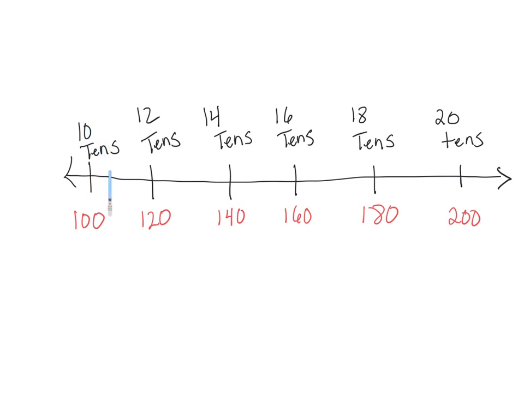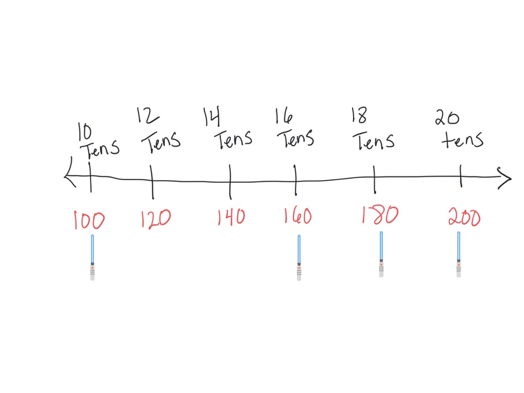So 10 tens is really saying 100. 12 tens is saying 120. 14 tens is 140. 16 tens is 160. 18 tens is 180. 20 tens is 200.